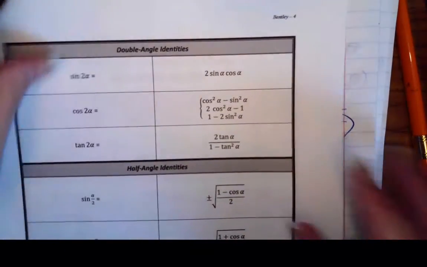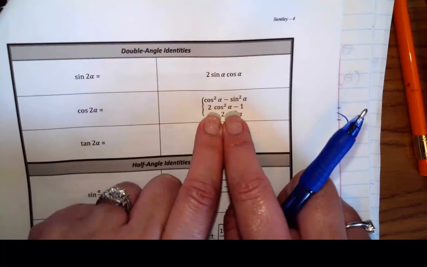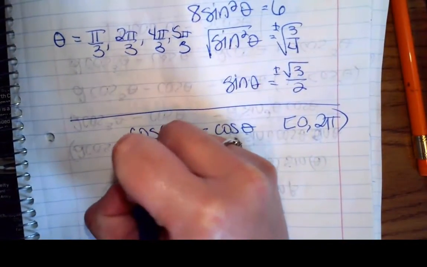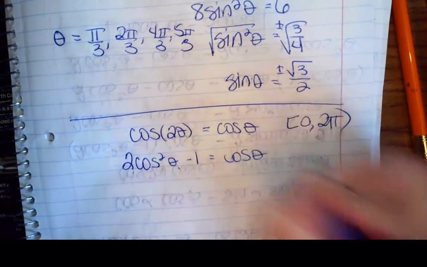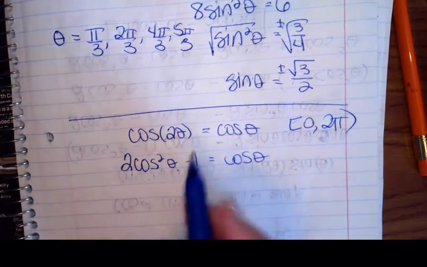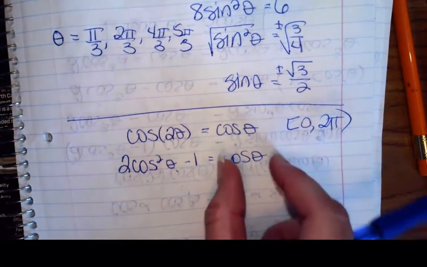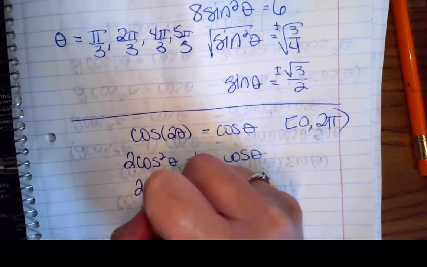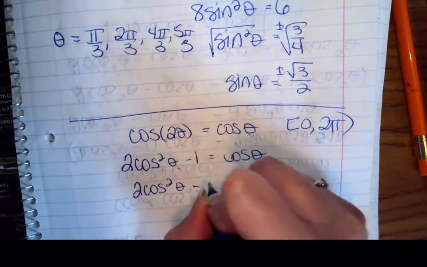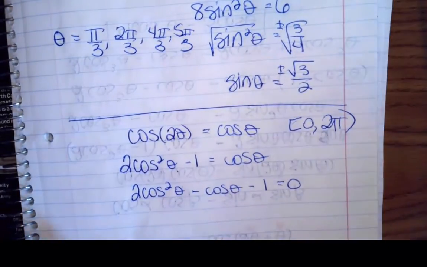So I'm going to look back over here, and I notice that instead of cosine 2 theta, I can say 2 cosine squared theta minus 1. So this part becomes 2 cosine squared theta minus 1 is cosine theta. And now I notice it's starting to look quadratic. I've got a squared term, a first degree term, and a 0 degree term. So I'm going to bring this cosine over. So I've got 2 cosine squared theta minus cosine theta minus 1 is 0.